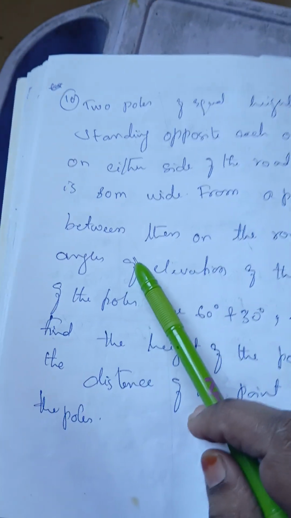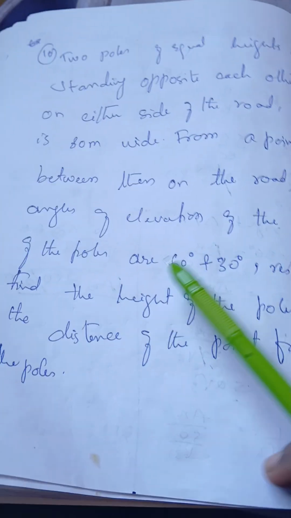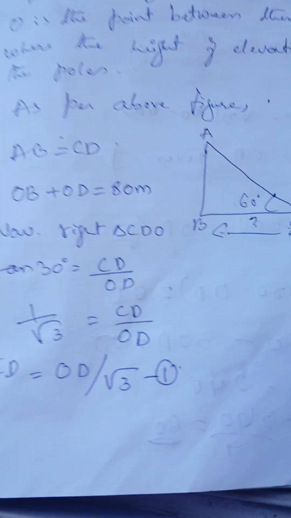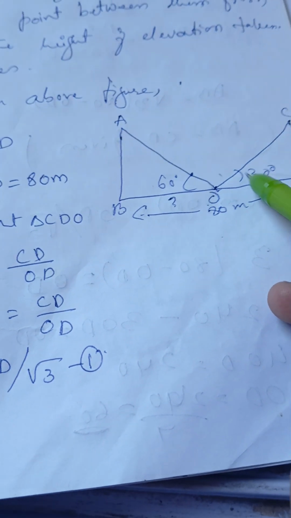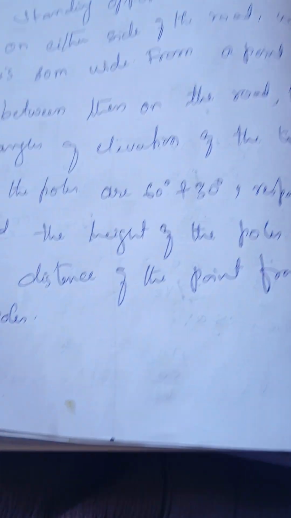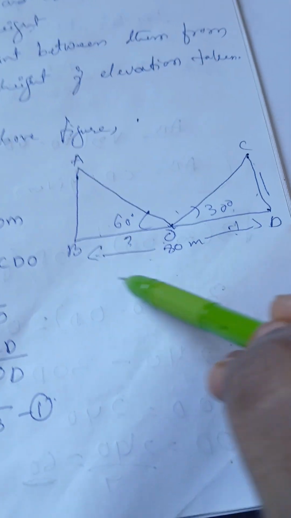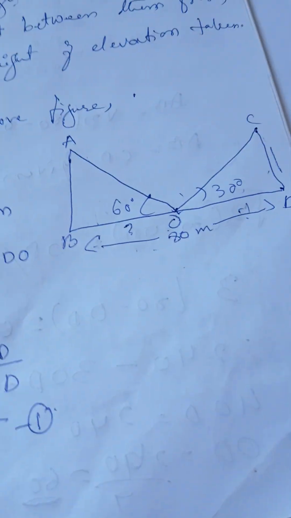From a point between them on the road, the angles of elevation of the tops of the poles are 60 degrees and 30 degrees respectively. So there is a point in between them on the ground, and from that the angles of elevation are 30 degrees and 60 degrees. Find the height of the poles and the distance of the point from the poles. So we have to find out the height of these two opposite poles of equal height, and the distances BO and OD between the point and the poles.